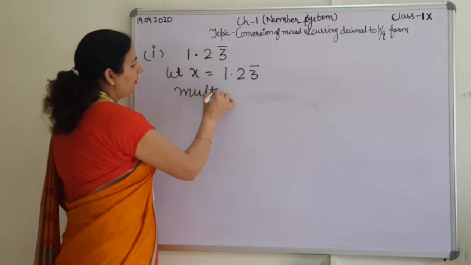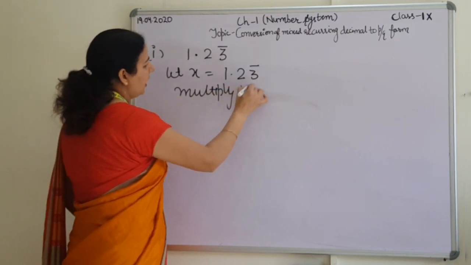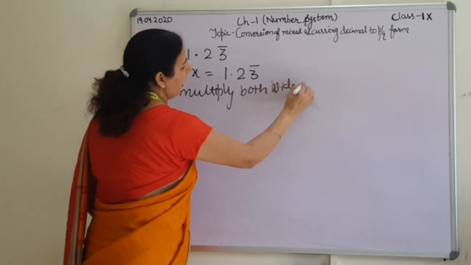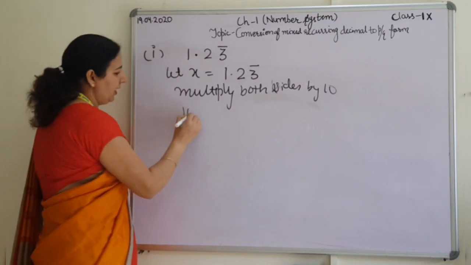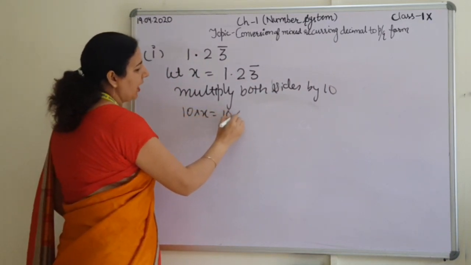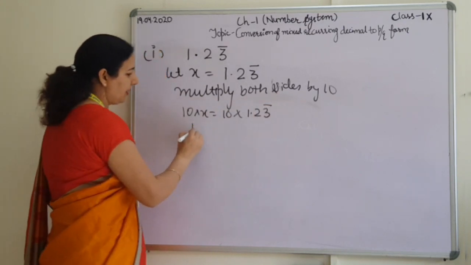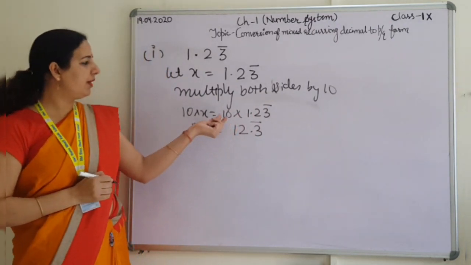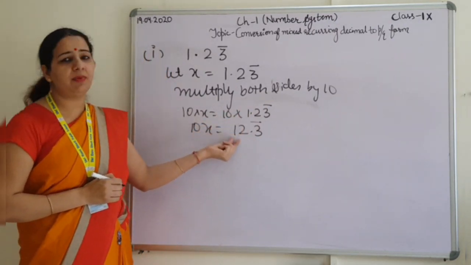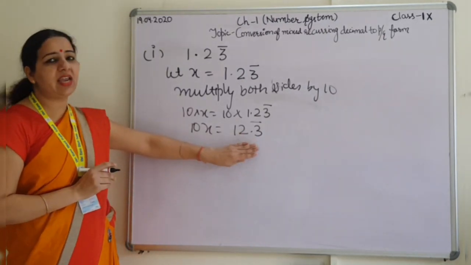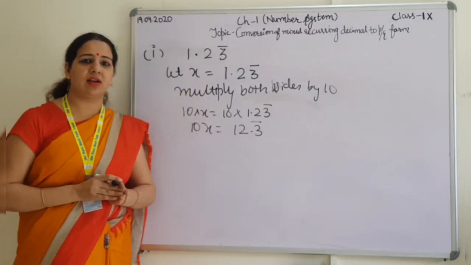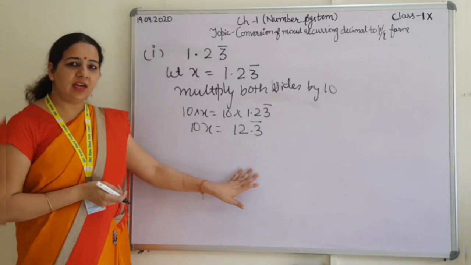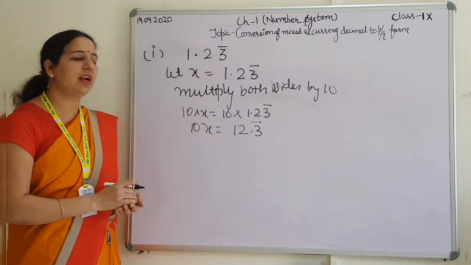Multiply both sides by 10. Then it will be 10 into x is equal to 10 into 1.23 bar. 10x is equal to 12.3 bar. As you all know, when we multiply with 10, one number will be shifted before the point. Now this question is the same as the question that we discussed in the last class. After the point, every number has a bar. After the point, one number is there and it has a bar. It means this is the same problem that we have done.